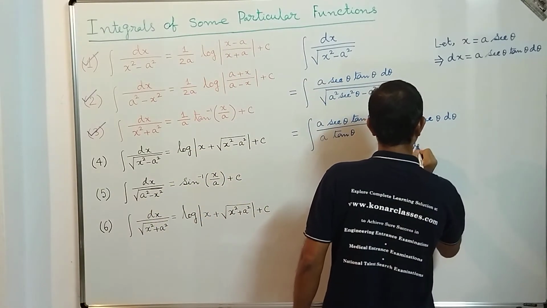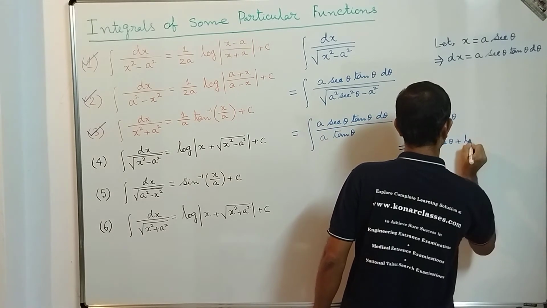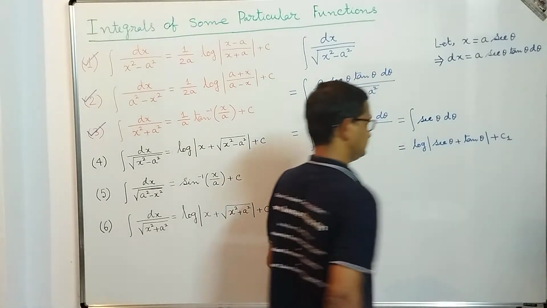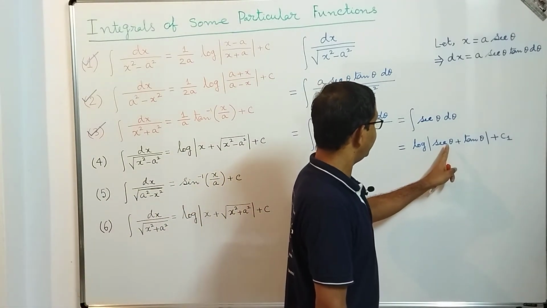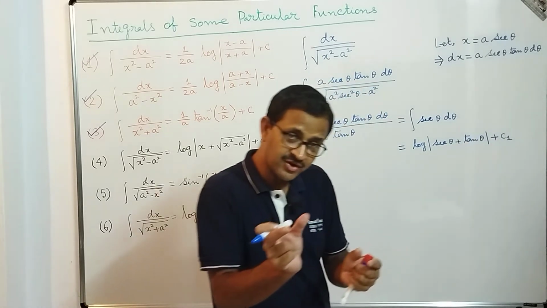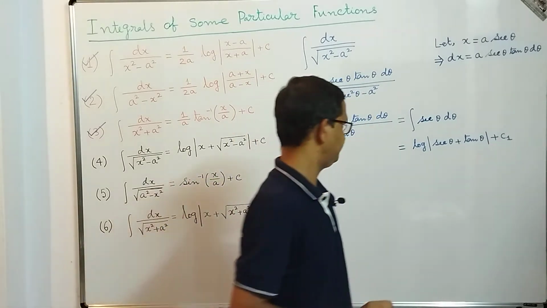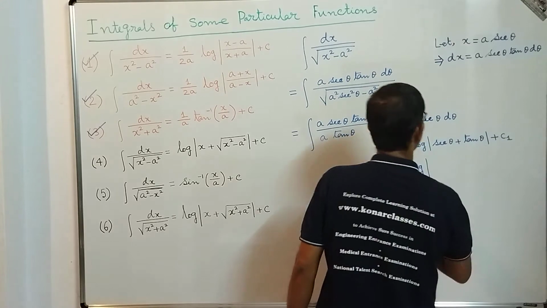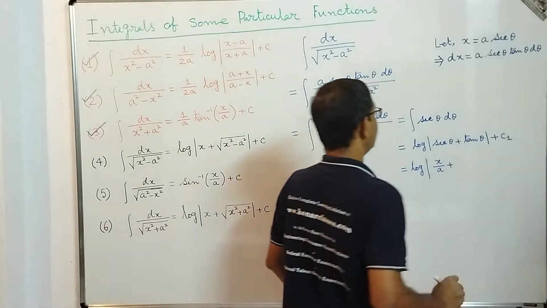That is equal to log of mod sec theta plus tan theta plus one integrating constant C1. So let's take C1 as the constant of integration. Why so? Because when we replace the value of sec theta and tan theta, we will see that we get some other constant, and that constant will be mixed with C1 to get another integrating constant called C. So how to do this? This is equal to log of mod. What is sec theta? Sec theta is equal to x by a, plus what is tan theta?